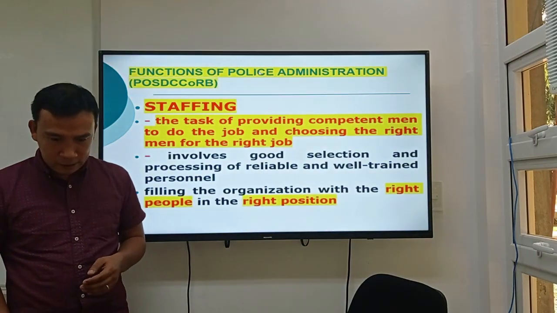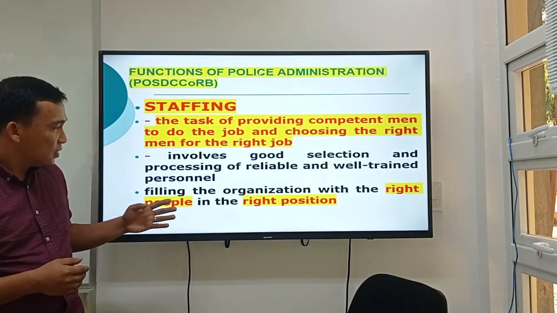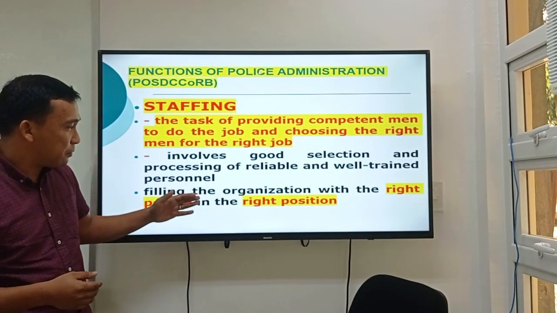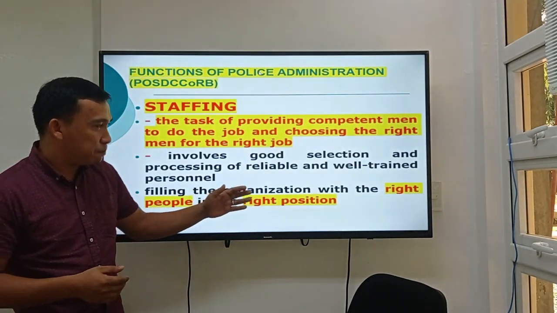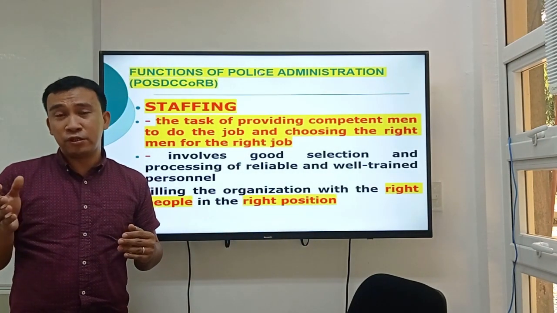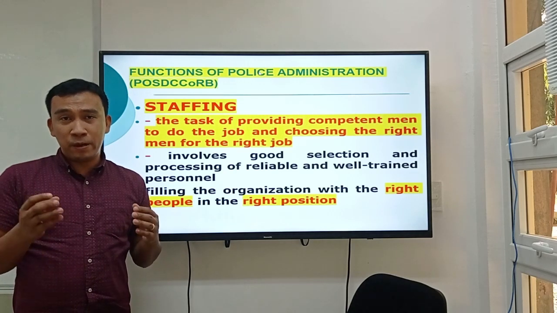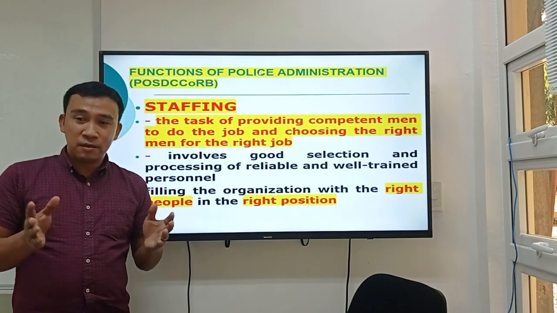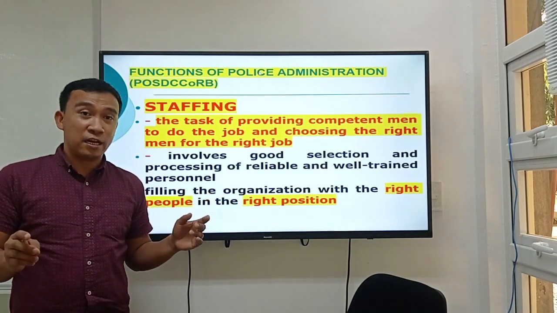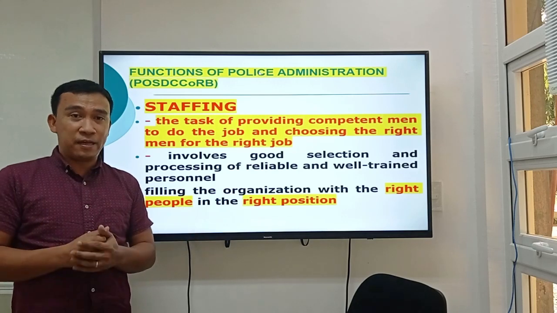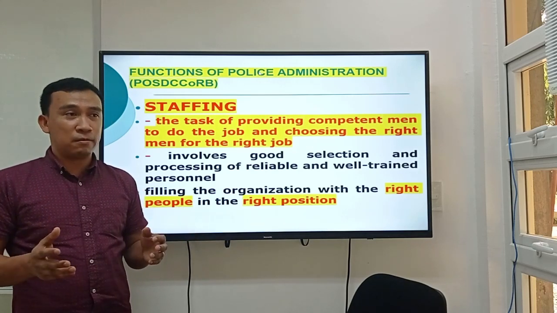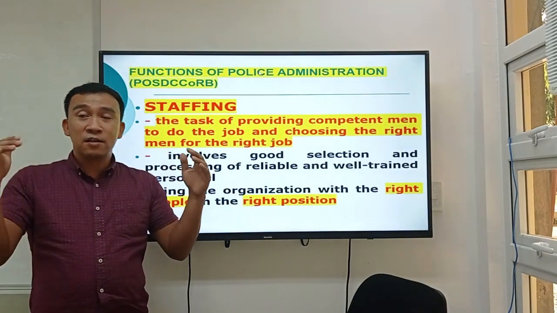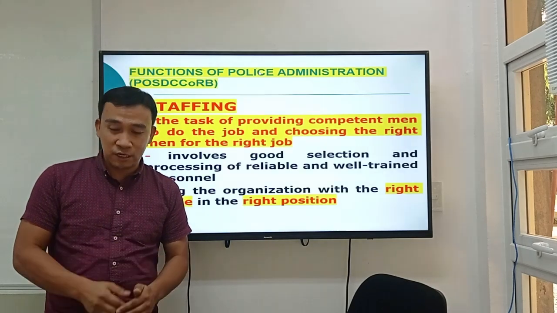Now, ang sabi pa dito, staffing means the filling of the organization with the right people in the right position. And in every position, there is an equivalent qualification. Hindi pwedeng basta-basta maglalagay. No, there is a qualification na kailangan i-meet para mapuno ang pangangailangan sa mga key position ng isang organization.